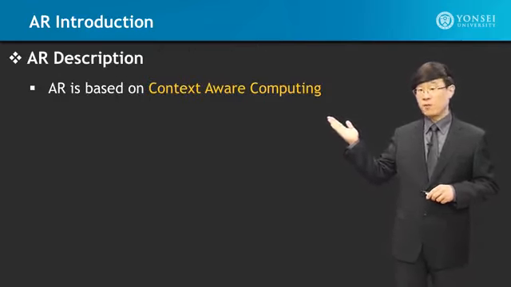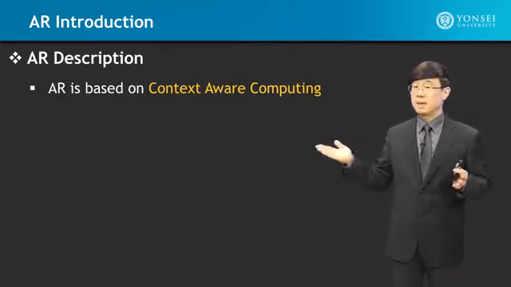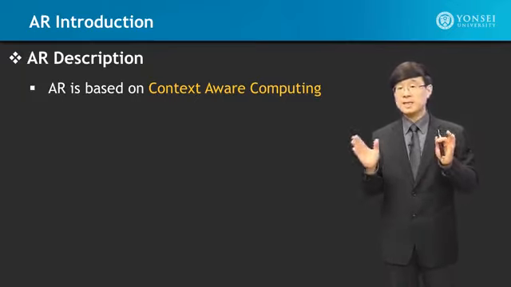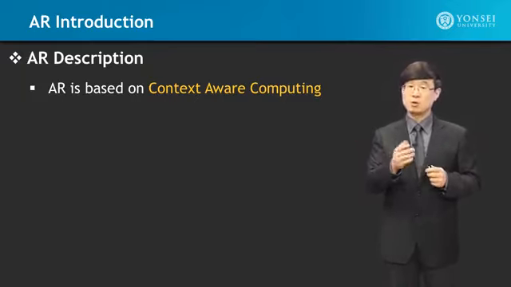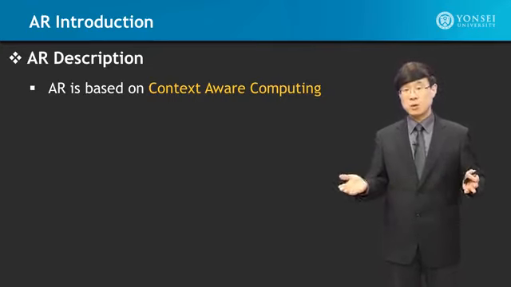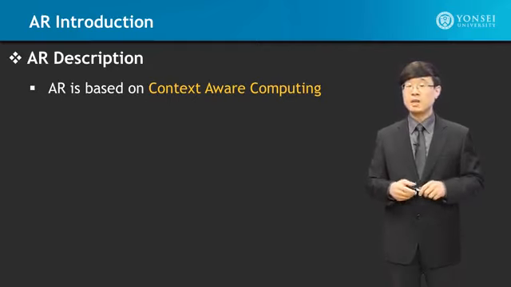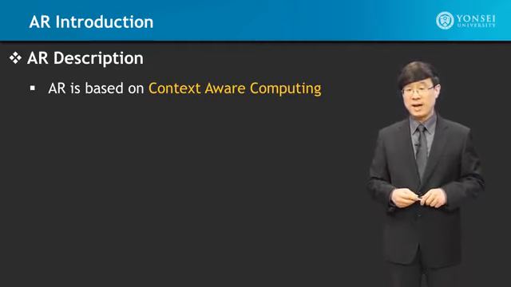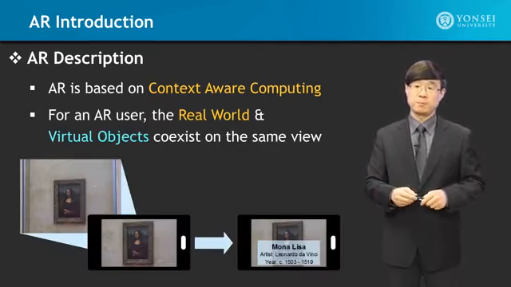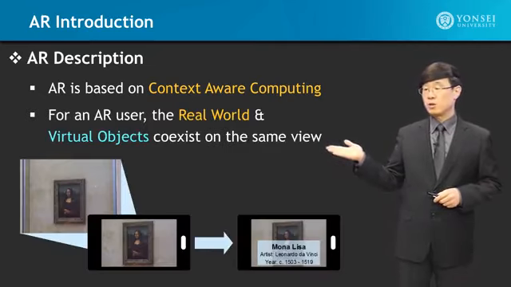Augmented reality, therefore, is based on context-aware computing, meaning that what is going to be displayed is selected and it's customized towards the user. So if you're using augmented reality, the information that is going to be displayed on the augmented reality device will be customized to what you want to see. For an AR user, the real world and virtual objects coexist on the same point of view.